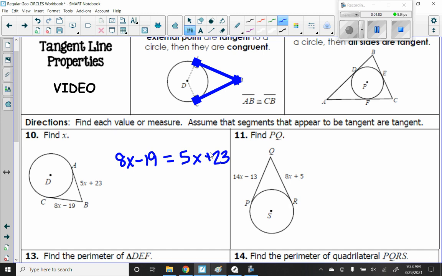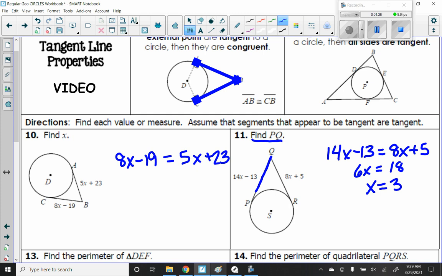Now, if you were to need to find PQ here, make sure if you see a set of directions that says PQ, the process to find x is just like number 10 to the left, but you'll have to solve x and plug it in. So solving this would get me x equals 3. I just did it real quick. I end up having 6x equals 18, and then that gets you 3. To find PQ, we're just going to put 3 times 14 minus 13, so your final answer will be 29, not 3.